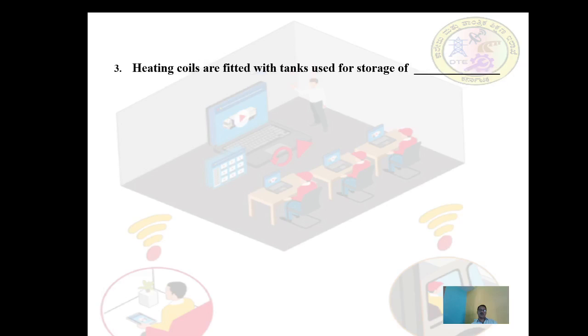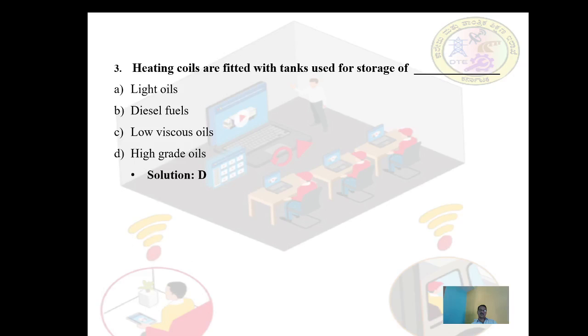Question number 3. Heating coils are fitted with tanks used for storage of dash. A light oils, B diesel fuels, C low viscous oils, D high grade oils. Heating coils are fitted to the tanks used for the storage of option D, that is high grade oils, high viscous oils.